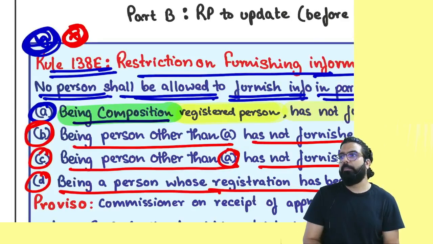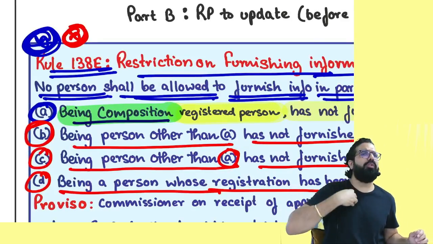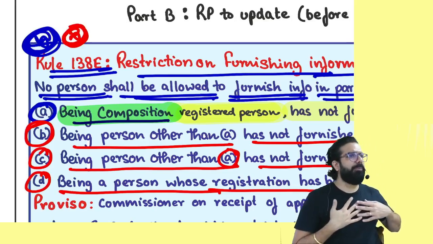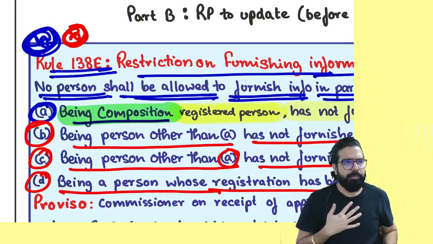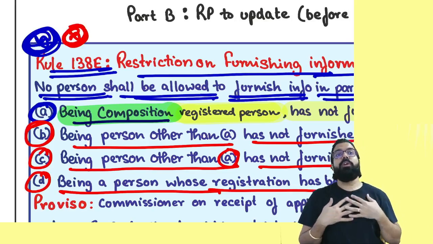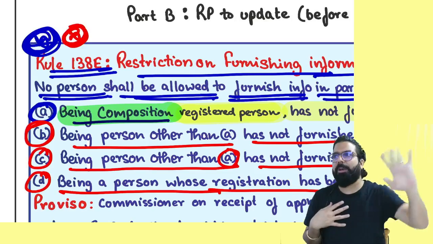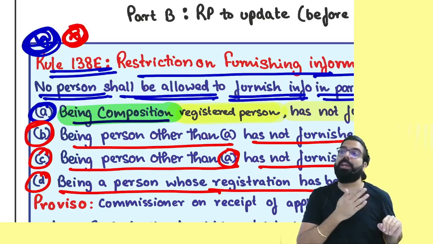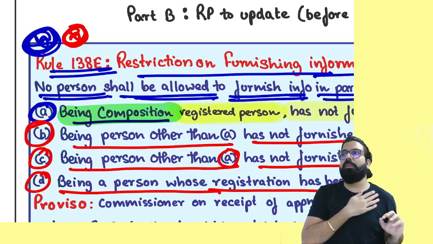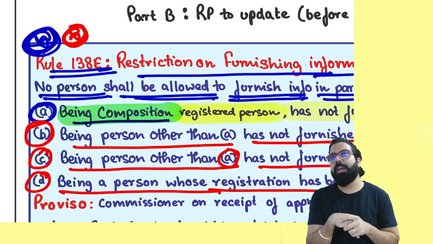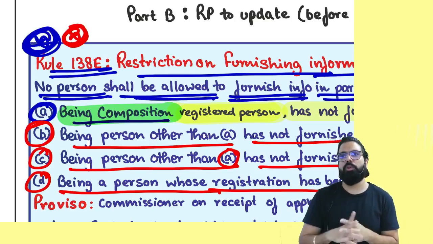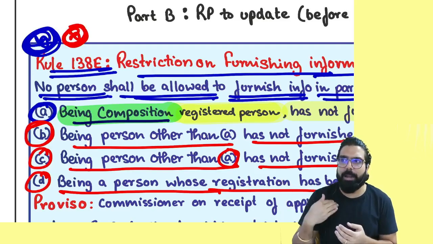They will tell you in the exam, for example, Sanjay wants to supply goods to me, and I want to supply goods to Sharon. Sanjay wants to supply to me and I want to supply to Sharon. And I am the person in default. I have not filed my GSTR 3B for 2 months. Can Sanjay supply me the goods?